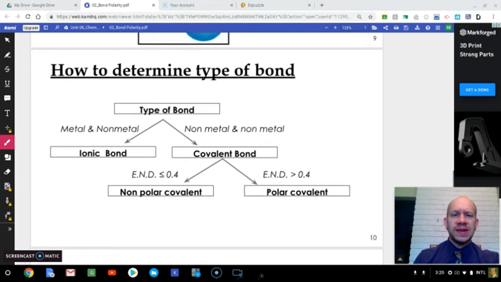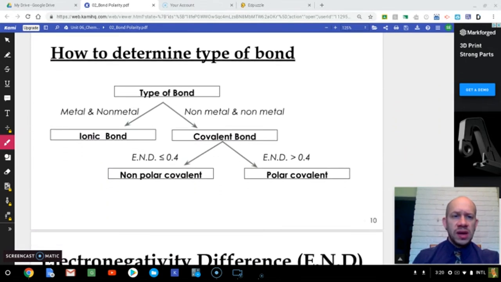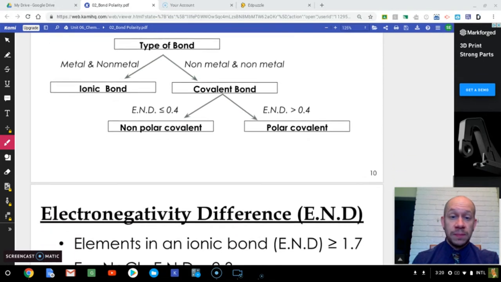So how do we determine the type of bond? This is really important. If I have a metal and a nonmetal, it's an ionic bond. If I have two nonmetals together, it's a covalent bond. To determine if it's a nonpolar covalent bond or a polar covalent bond, I will take the electronegativity difference. If the electronegativity difference is less than or equal to 0.4, it's nonpolar. If the electronegativity difference is greater than 0.4, it's a polar covalent bond.